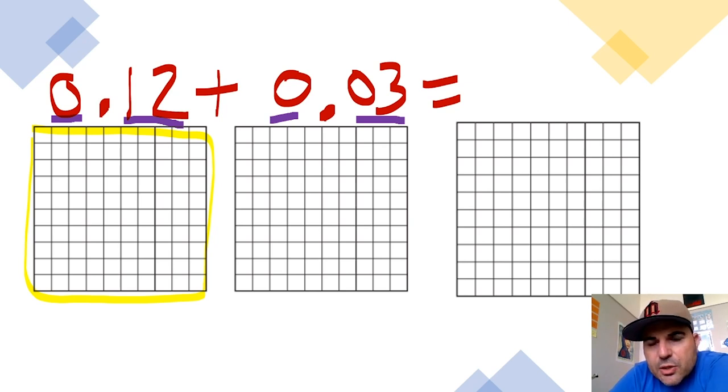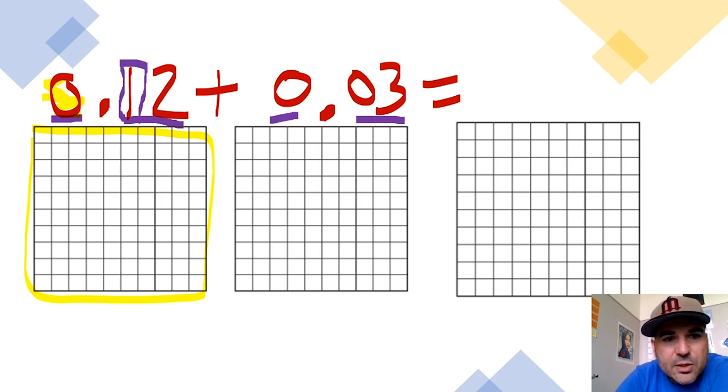So when I go to add these two values together, first thing I want to do is color in how much I have. Well, I don't have one whole full square of 100. If I did, then my ones place would not have a 0 in it. However, what I do have is one group of 10. And I see that right here, I have one group of 10. So I'm gonna fill in 10 squares.